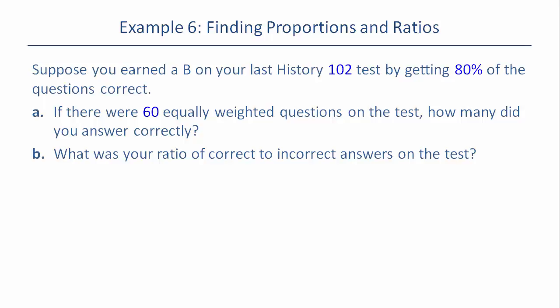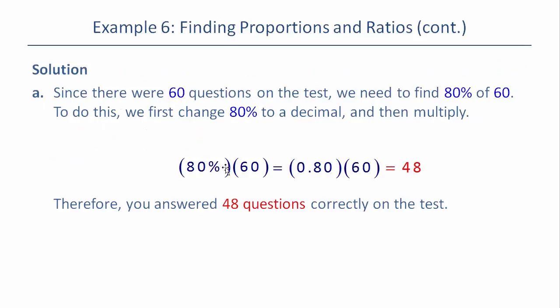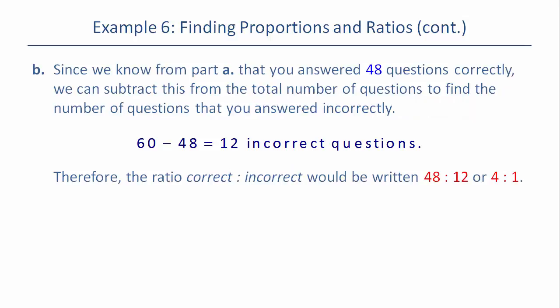All right, so here's the work that we were talking about. Take 80% of 60. We see that we got 48 of them correct. We know that if we have 48 correct, we have 12 of them incorrect, and that reduces down to 4 to 1. Or you could have worked with the percentages like I did and still get 4 to 1.